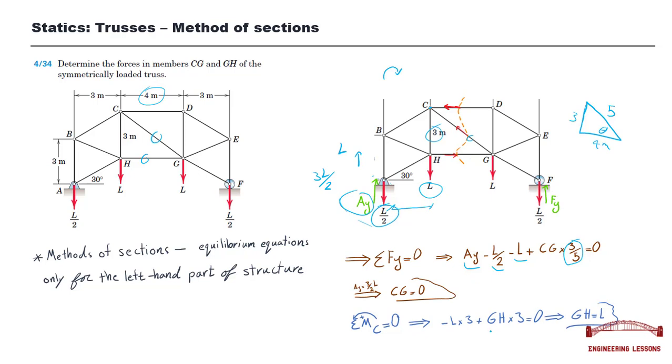And what else do we have? These two members are passing through point C, and this external force is also passing through point C, so they don't generate moment around point C. The only force causing moment around point C is GH, so GH times the distance, which is 3, we can calculate the amount of GH, which turns out to be L.